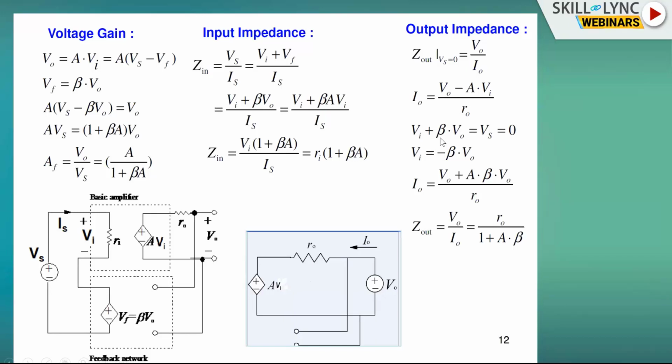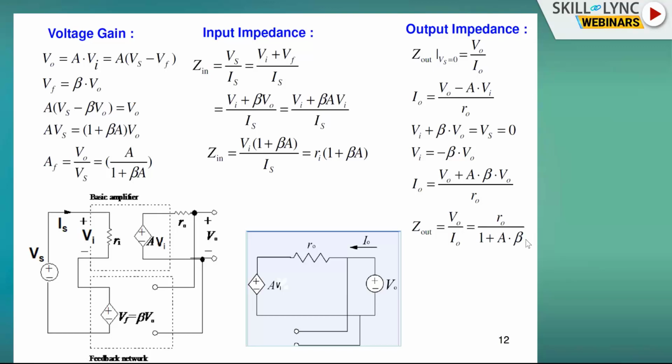Since Vs is equal to 0, Va is equal to minus Vf. What is Vf? Beta V0. So Va is equal to minus beta V0. I substitute the Va value here. Therefore, I get I0 is equal to V0 plus A beta V0 by R0. Zout is given by V0 by I0. So V0 gets cancelled and we get R0 by 1 plus A beta.